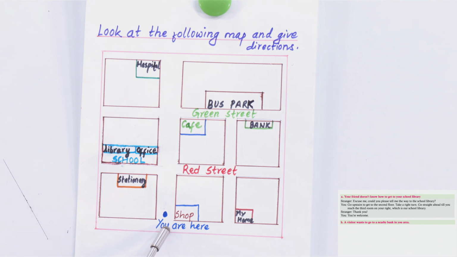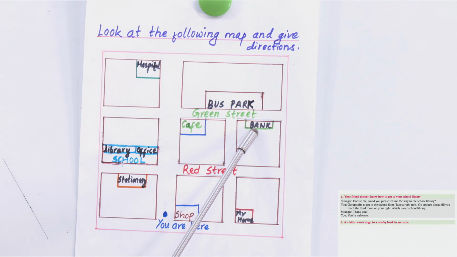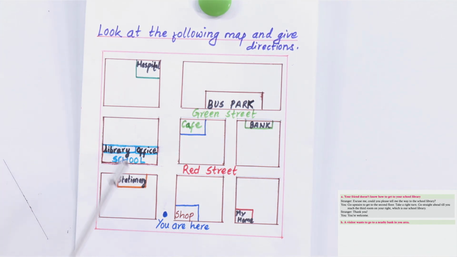So, look here, you are here and the visitor wants to get to a nearby bank. So, how could you give directions? Yes, go straight ahead, and this is the second crossroads. Dear students, this is the first crossroad, this is the second crossroad. Now, take a right turn because the bank is on the right.